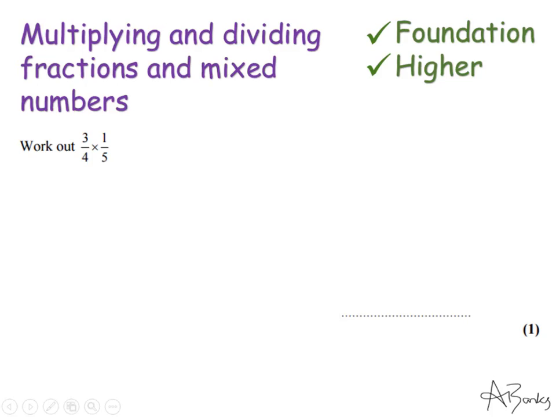So all we have to do to multiply fractions is we multiply the top 2 numbers together, the numerators. So here we have 3 times 1 to get my new numerator, and to get my new denominator I'm going to do 4 times 5. It really is as simple as that. So that's 3 on the top and 20 on the bottom.